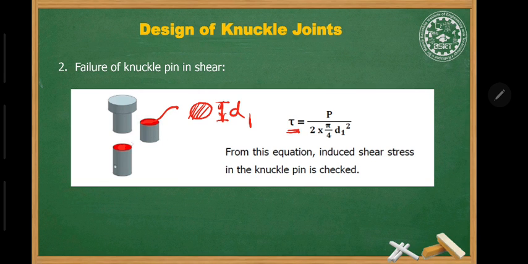As there are two planes of failure, one is here and the other one is here, or you can say the failure action is like this, due to the force. Here is one type of shear and this is our second type of shear. So this is generally subjected to double shear, which is calculated by tau is equal to force upon 2 times pi by 4 d1 square. From this equation, the induced shear stress in the knuckle pin is checked. As the permissible shear stresses are given in the problem, from this equation we can calculate the induced shear stress.